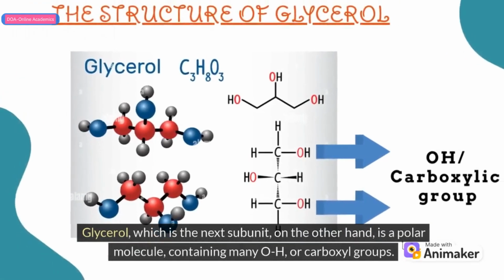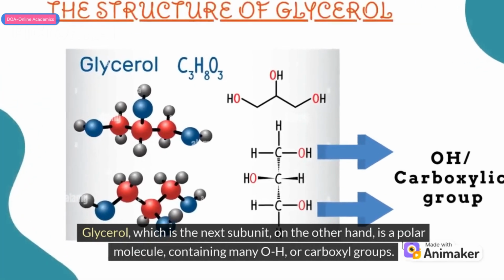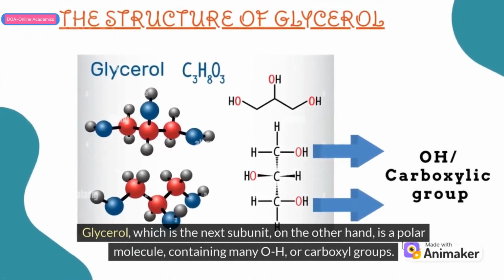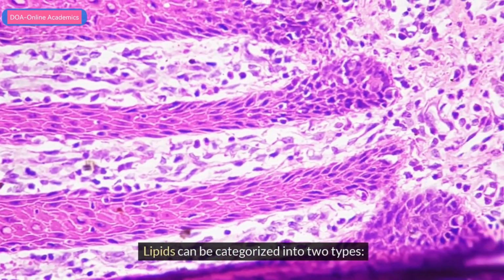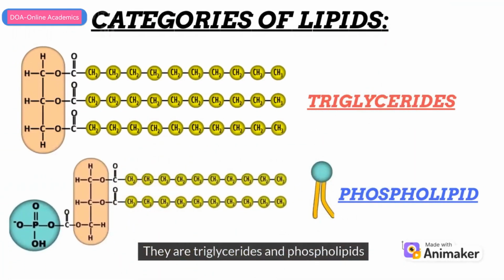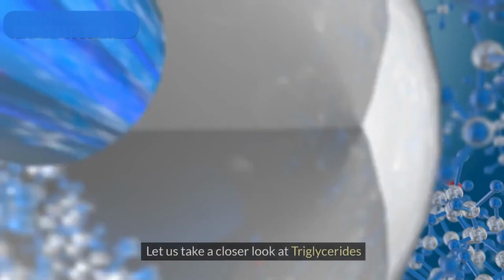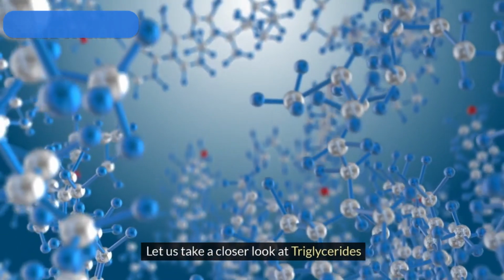Glycerol, which is the next subunit, is a polar molecule containing many OH, or hydroxyl, groups. Lipids can be categorized into two types. They are triglycerides and phospholipids. Primarily they have the same basic structure with glycerol and fatty acid tails. Let us take a closer look at triglycerides.